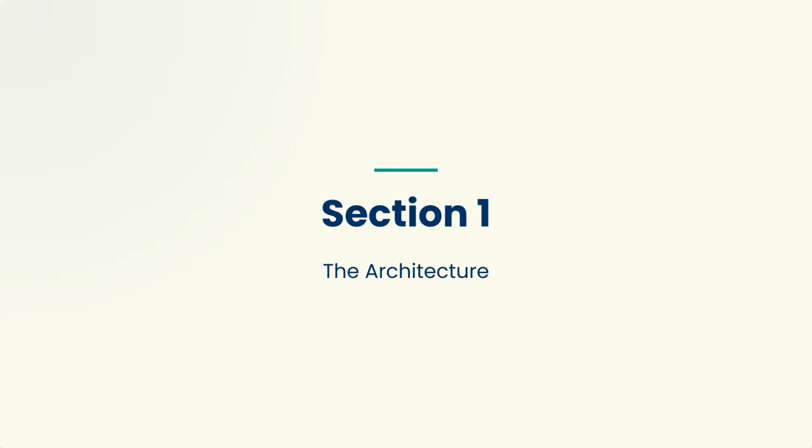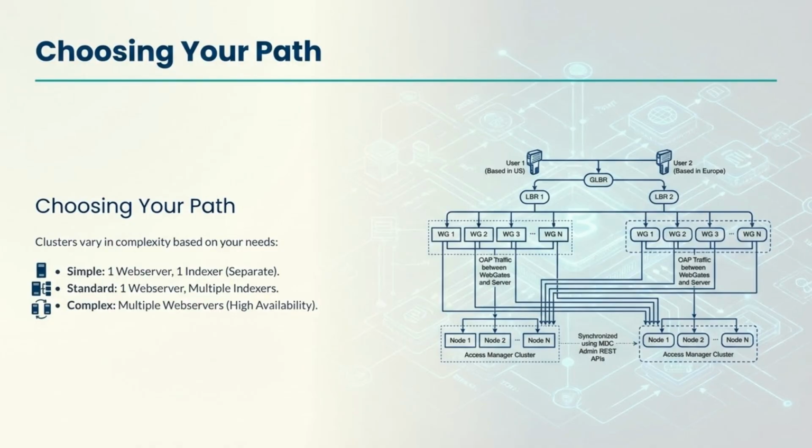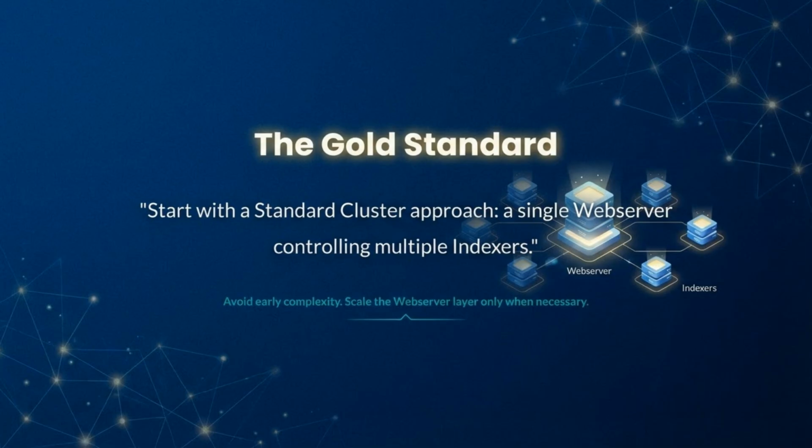Let's begin with Section 1, the architecture. Clusters vary in complexity based on your needs. Options range from simple, with one web server and one separate indexer, to complex, with multiple web servers for high availability and many indexers. The gold standard is to start with a standard cluster approach, a single web server controlling multiple indexers. Avoid early complexity and scale the web server layer only when necessary.